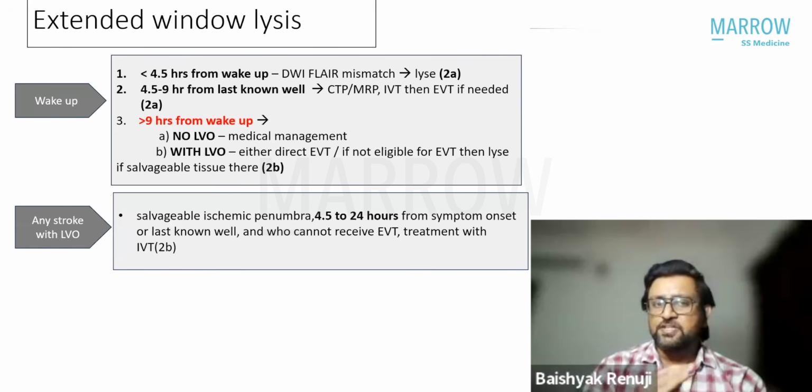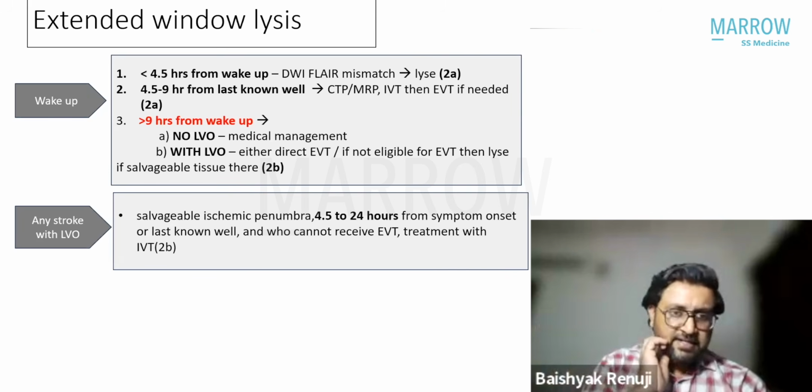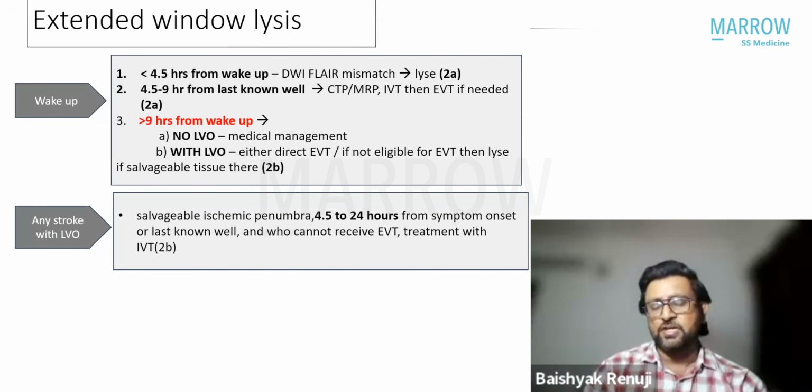Extended window, if it is wake-up less than 4.5 hours, go with MRI. Diffusion FLAIR mismatch, lyse it. 4.5 to 9 hours from the wake-up, you go with CT perfusion or MR perfusion. Then if there is salvageable penumbra, lyse it. More than 9 hours up to 24 hours.